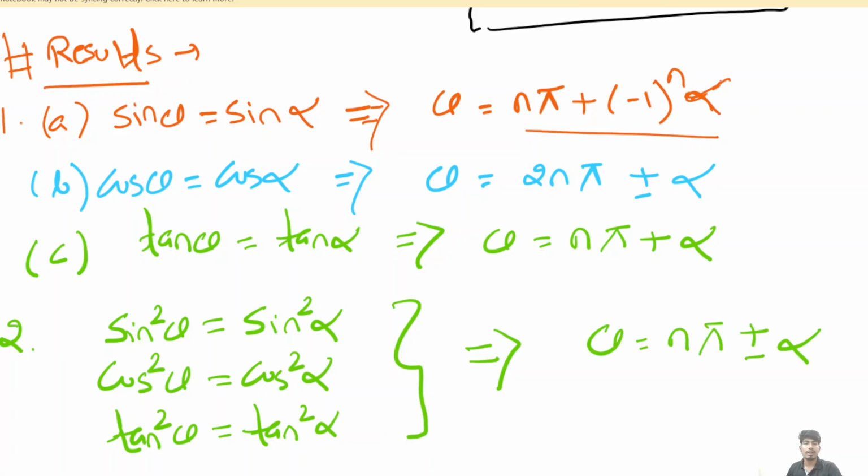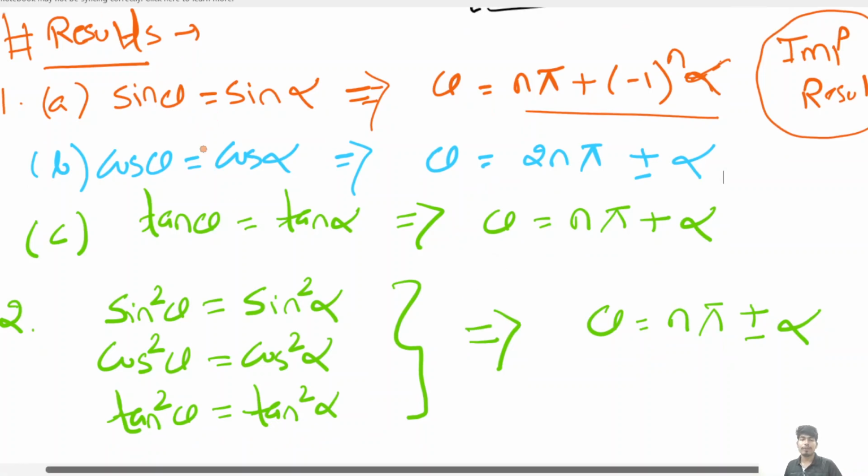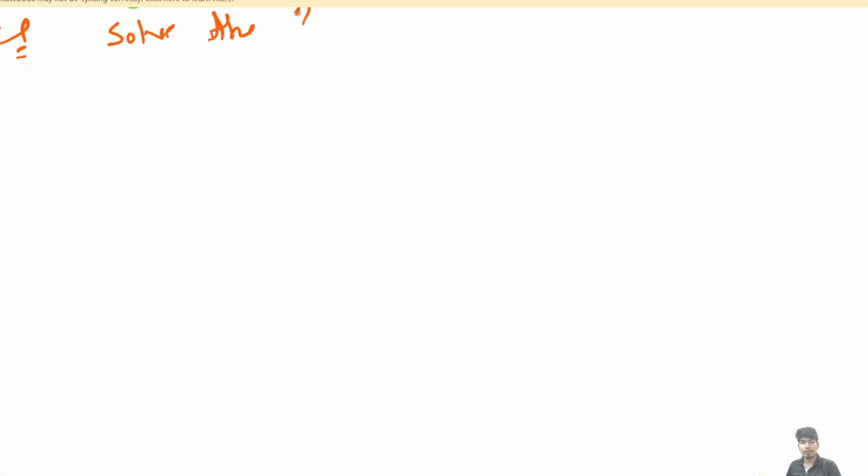Students, these are the most important results. If you want to learn trigonometric equations, then you must know these identities. Without these identities you can't do anything in trigonometric equations. Students, let's do questions based on these identities. Let's do the first question: solve the following equations.